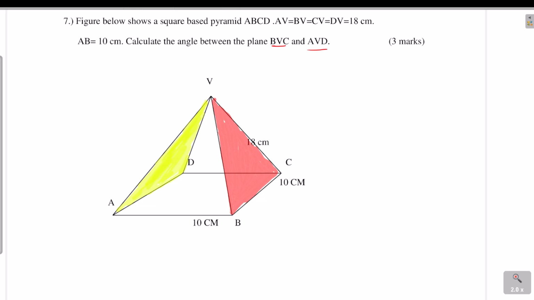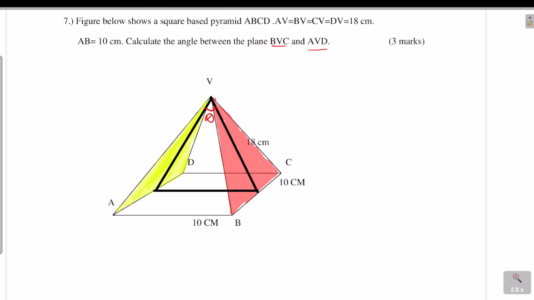Now the first thing you're going to do is to drop a perpendicular from V to BC, on that plane BVC, like that. And then another one from V to AD, like that. Then you join this one using a straight line, like that. So the required angle will therefore be this angle that is here. So this will be the angle between the two planes, and that is what you're supposed to calculate.